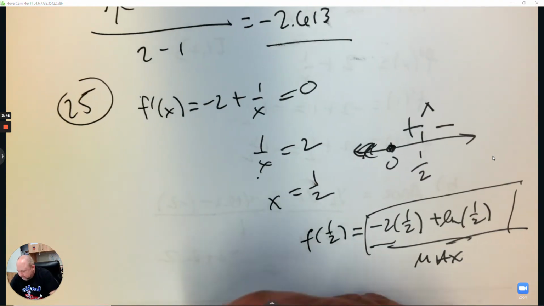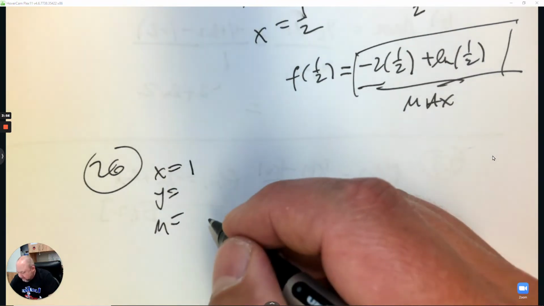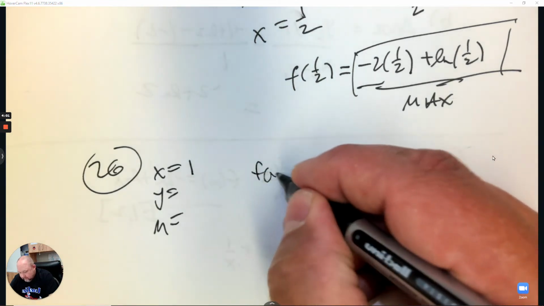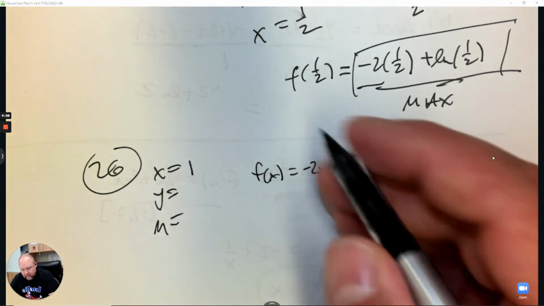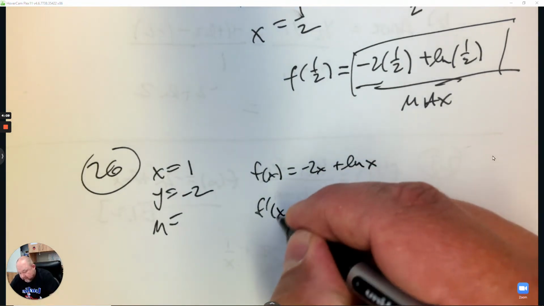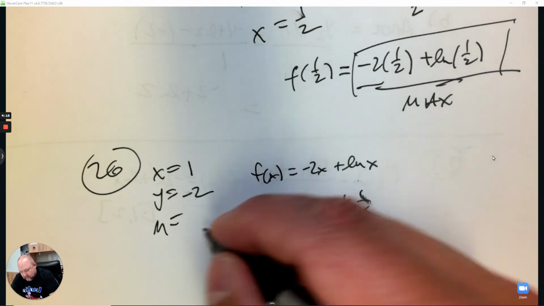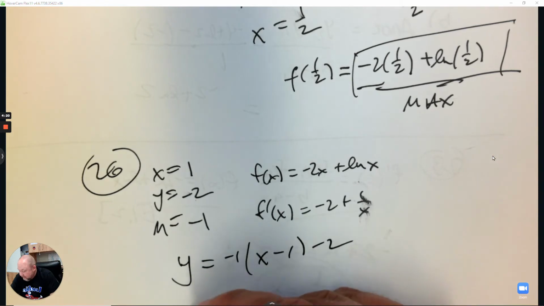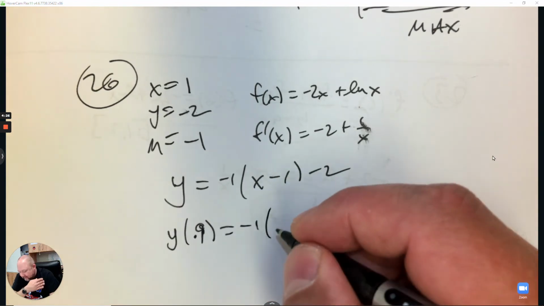26. Use the equation of a tangent line. So I know what I need for that, x, y, and m. I know x is 1. When I plug in 1, so this is the function again. When I plug in 1, ln 1 is 0, so -2 times 1 is -2. And then the derivative, just to write down again, plug 1 into the derivative, and you get -2 plus 1, which is -1. So we have our tangent line, and then I'm going to plug in 0.9 into the tangent line. This is called linearization, where you take the tangent line to evaluate.